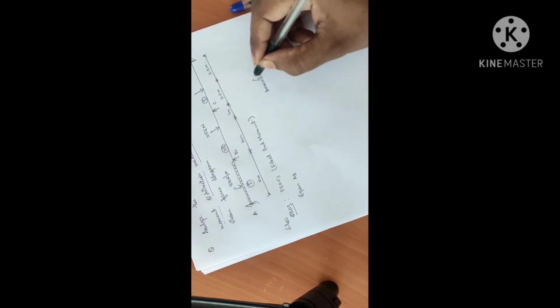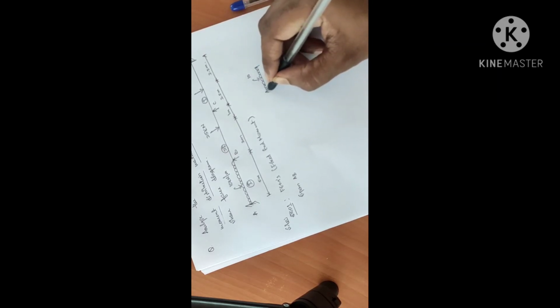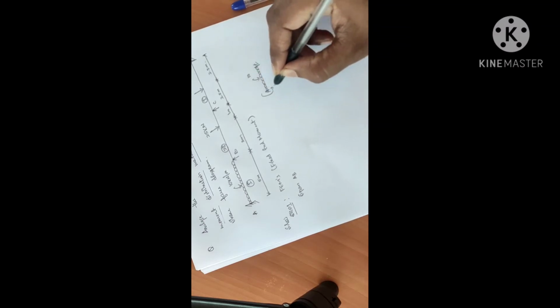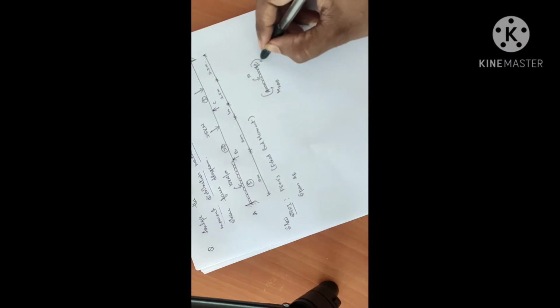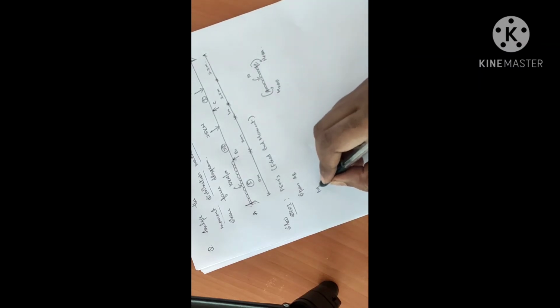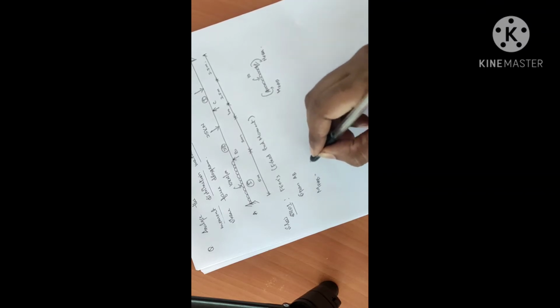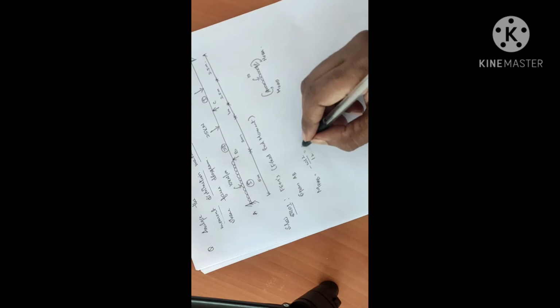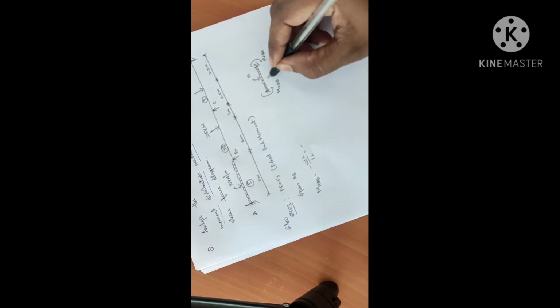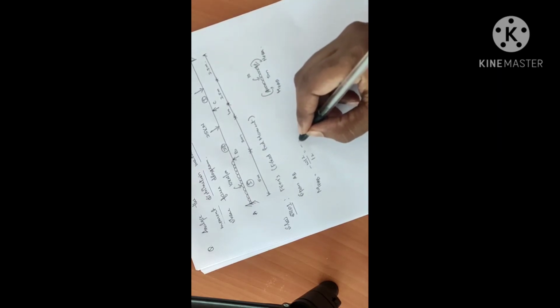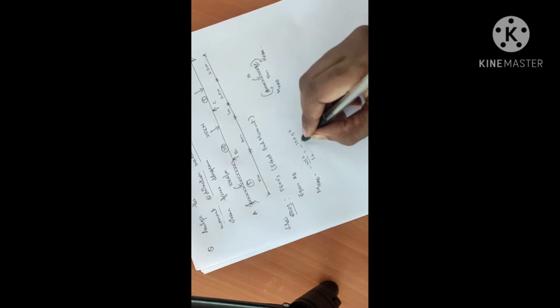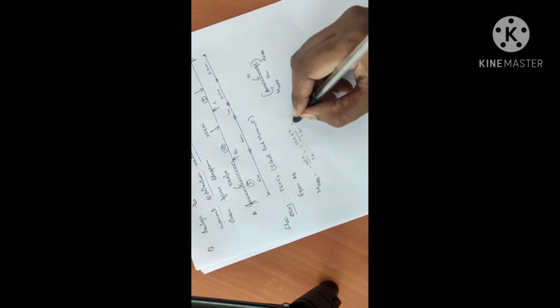What is the type of load? It is a UDL, 10 kilonewton. So this is MFAB, and this is MFBA. MFAB for UDL, what is the formula? Minus WL square by 12. Minus WL square by 12, the distance is 5 meters, so minus 10 into 5 square divided by 12. How much will you have?